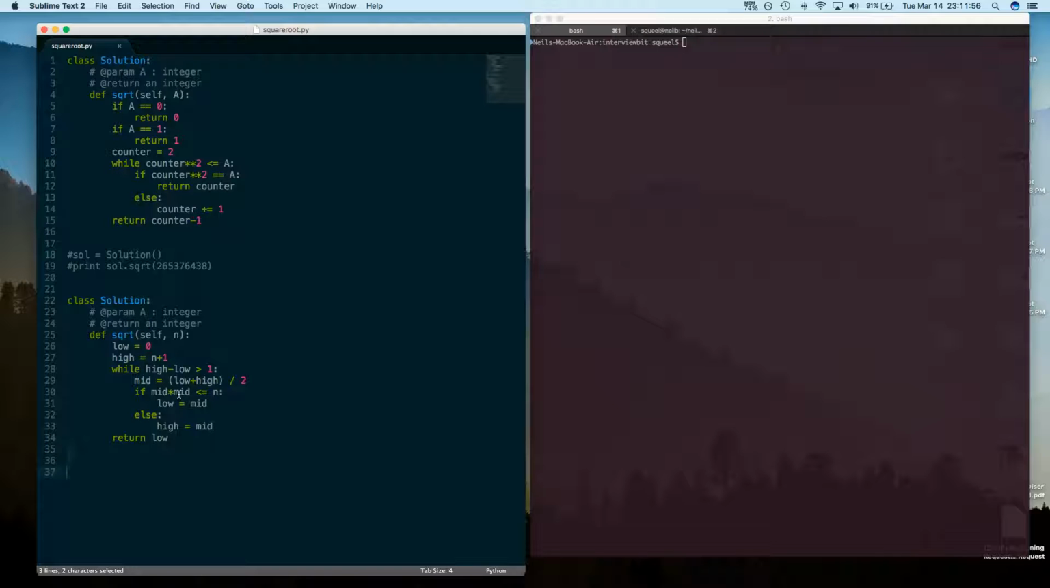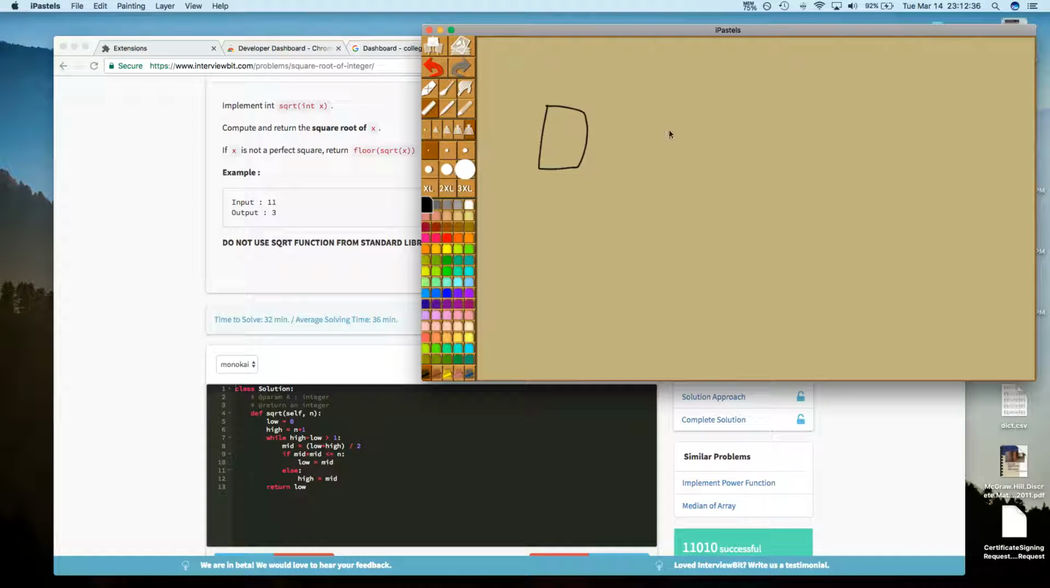So then 25 squared is more than that, so 12, and then 12 squared is more than that, and then 6 squared is less, so once you get 6 squared, 36 is less than 100 for the first time, and then low would be 6. So then you just take whatever your high was previously, and then you just return low. I don't know how you write this down.